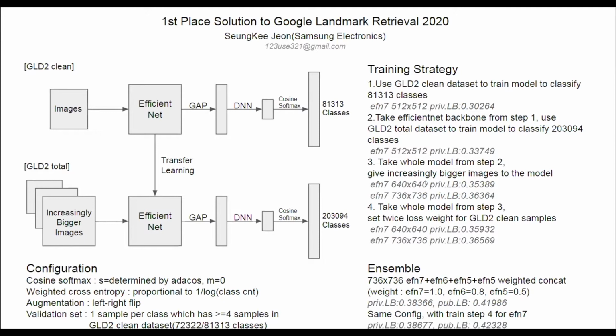Finally, it scored 0.383, which is a huge improvement from before. Additionally, I made the EfficientNet 7 backbone model go through step 4, and it scored 0.386, which is the best score I've got. This is the end of my talk. Thank you.